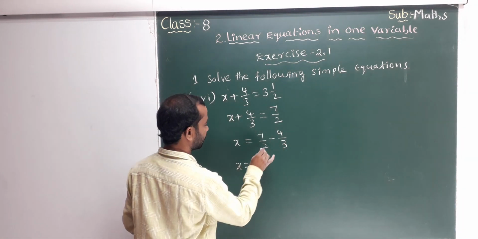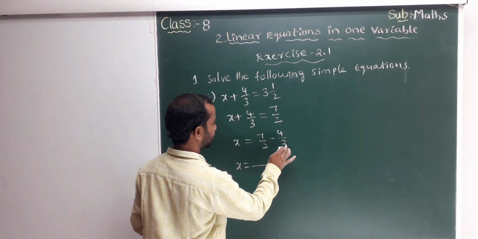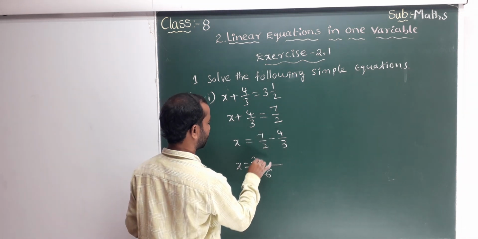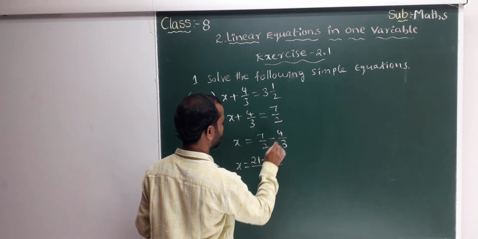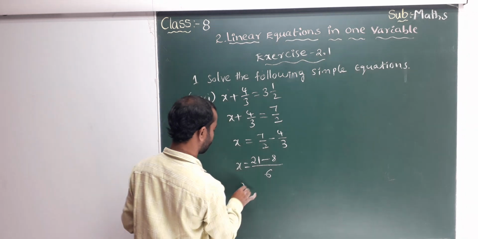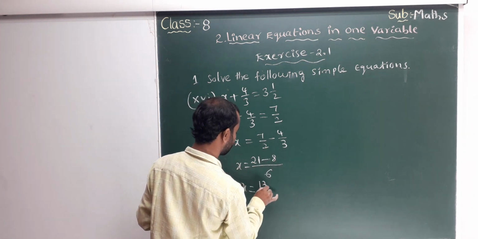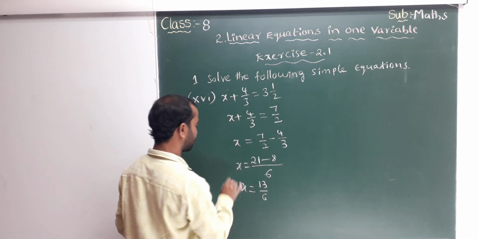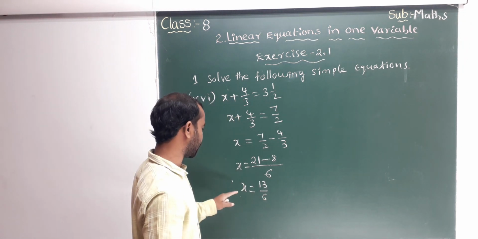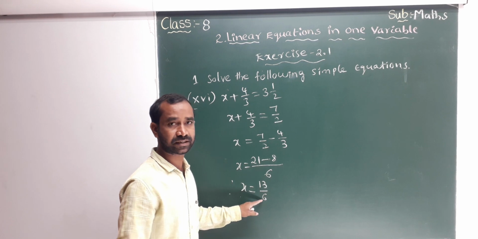Okay. Here LCM is 6. 6 3s into 7, 21 minus 4 into 2, 8. So x equals 21 minus 8, 13 by 6. The solution of the given equation is 13 by 6.